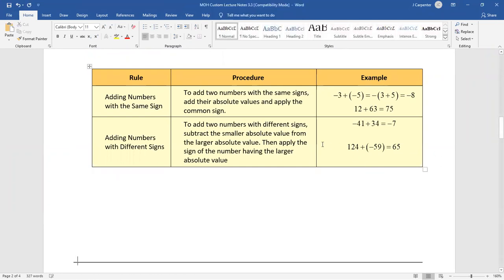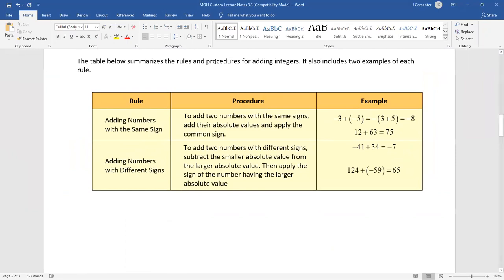There we go. So this table below summarizes the rules and procedures for adding integers. And the word integers honestly doesn't need to be said. This is addition of anything. Rationals, wholes, integers, irrationals, it doesn't matter. So, adding numbers with the same sign: to add 2 numbers with the same signs, you add their absolute values and apply the common sign. That's okay. But here's the way I like to say this.